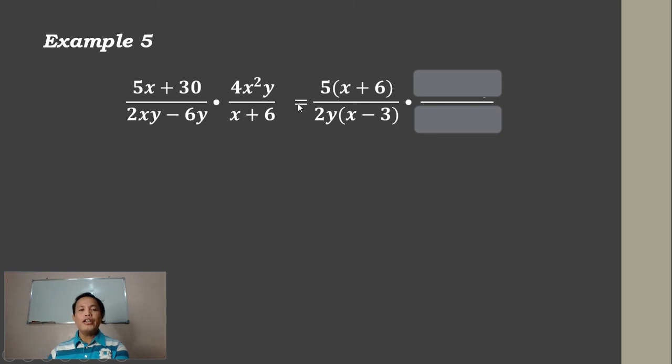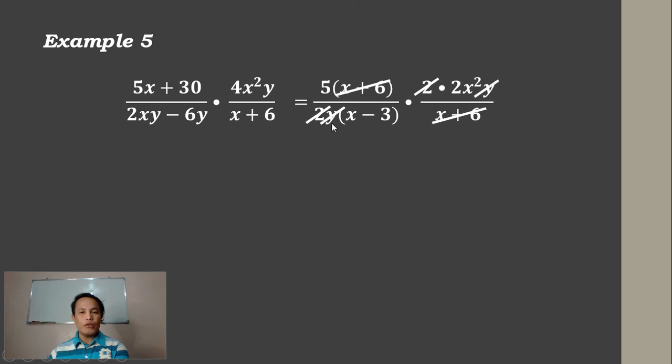Then for the next numerator, we can factor this out by using prime factorization. We can have 2 times x squared times y, or 2 times x times y. For the denominator, x plus 6 is not factorable anymore, so it shall remain x plus 6. Afterwards, we cancel out common factors, which is x plus 6, and another, we have 2 and 2, so we cancel out 2 and 2 here. And another is y and y.